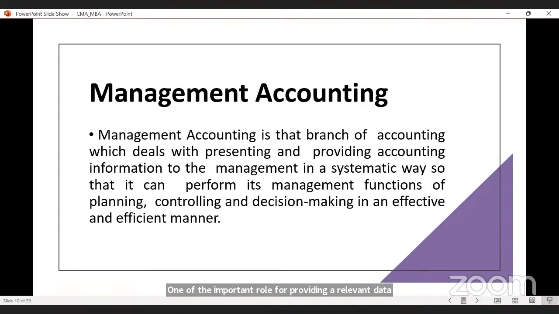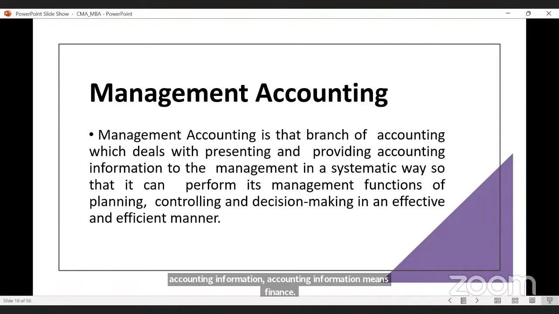Here we are using the term relevant data. If the management requires sales data, management accounting will provide the sales data. If the management requires, let's say, data related to gross assets, it will provide that. If it requires data relating to the production cost, it will provide that. So management accounting is that branch of accounting which deals with presenting and providing accounting information, meaning financial accounting information as well as cost accounting information, to the management, which they can utilize for the management functions.